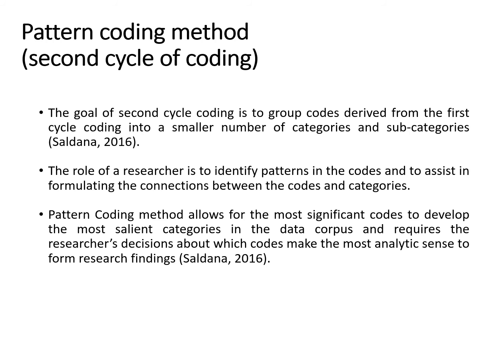And then from the first cycle of coding, we move on to the second cycle of coding. The purpose of this second cycle of coding is to group the codes that we get from the first cycle of coding. Now we're going to group them into similar categories and subcategories. And at this point, the role of the researcher is to identify patterns. The way we do it is by looking at the connections between the codes and categories.